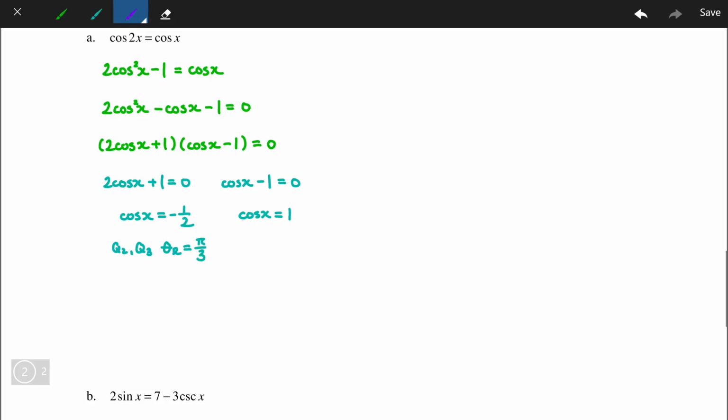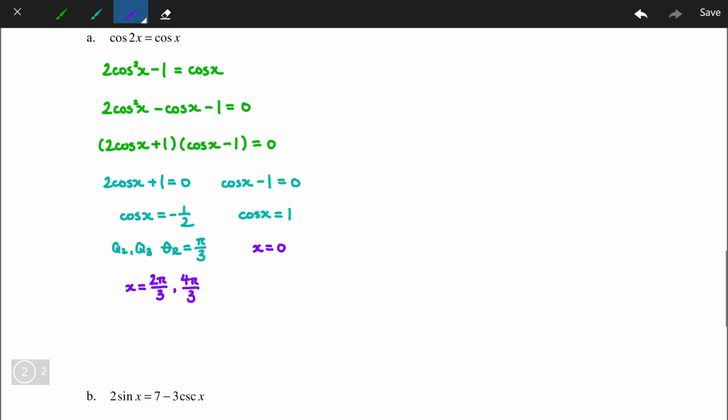So that leads us to the first answer, which will be pi minus pi over 3, so 2 pi over 3. And the second possibility, of course, is in quadrant 3, so pi plus pi over 3, which is 4 pi over 3. And on the other side, cosine x equals 1 when x equals 0 or 2 pi.